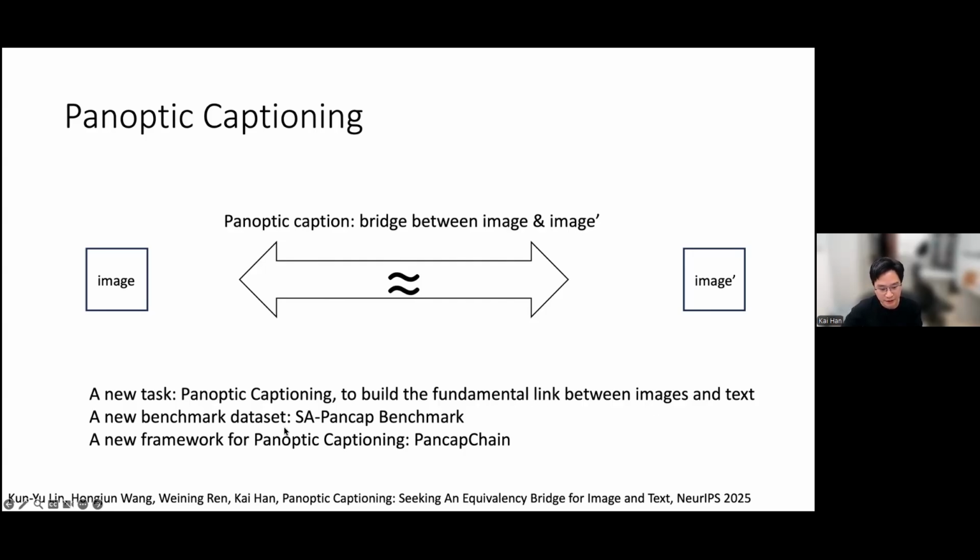We also establish a new benchmark dataset called SA-Pan benchmark. SA is short for Segment Anything. We take their dataset from Segment Anything and develop a dataset for this task using a subset, not the entire one. We also propose a new framework for panoptic captioning. This work was published in last year's NeurIPS.